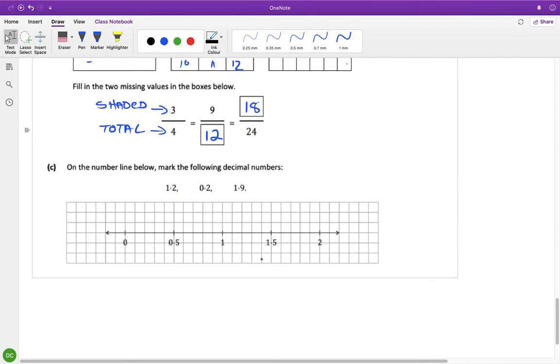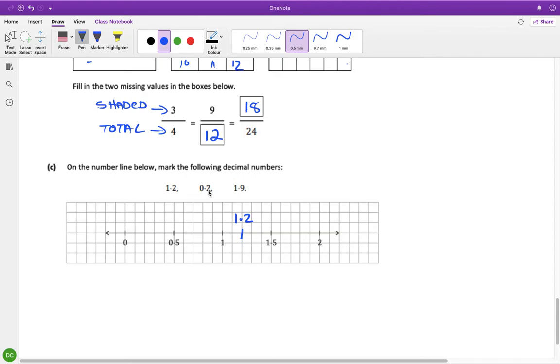And on the number line below, mark the decimals. Okay, so these are going up in this is 0.5, so that means this is 0.6, 0.7, 0.8, 0.9, 1, 1.1, 1.2, 1.3. Okay, so they're going up in 0.1s. Check that off. So that means 1.2. Here's 1. So here's 1.1. So that's 1.2.